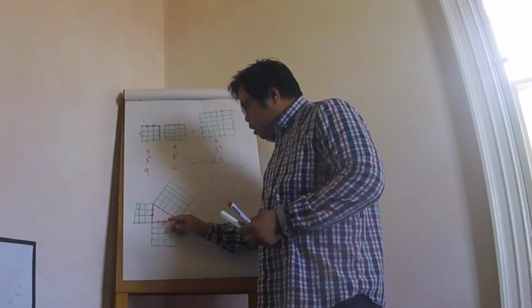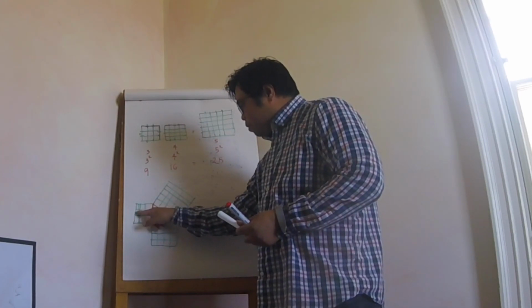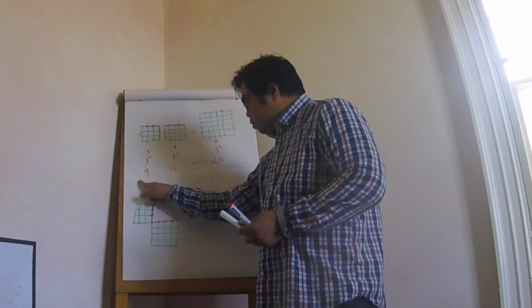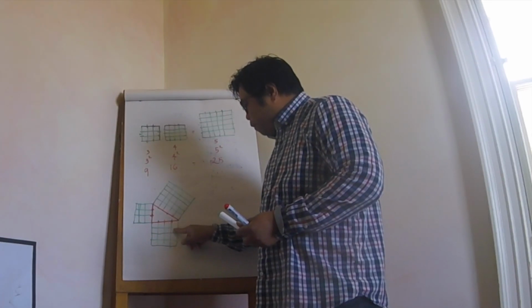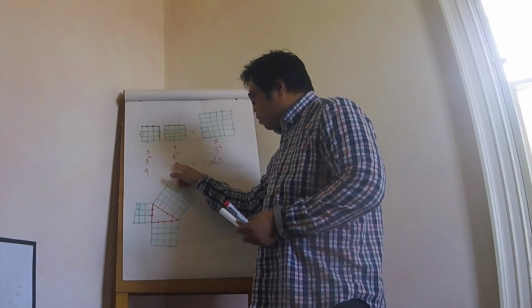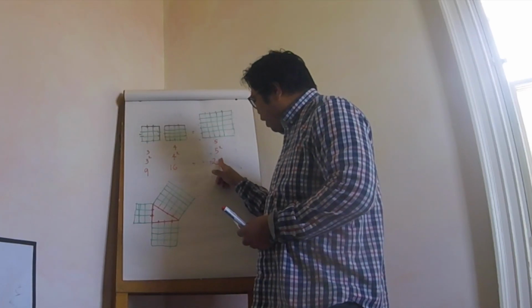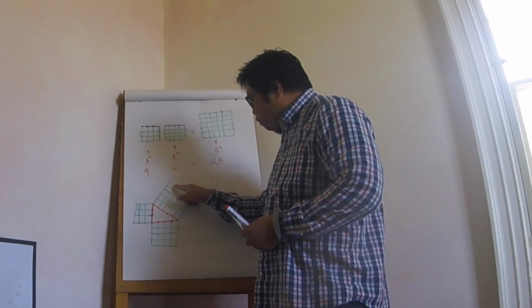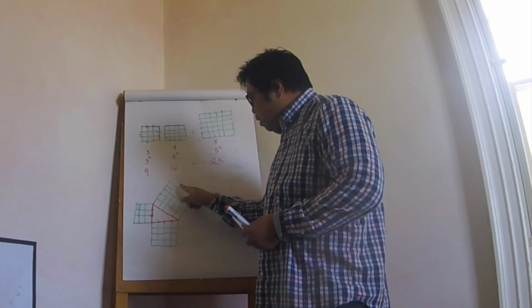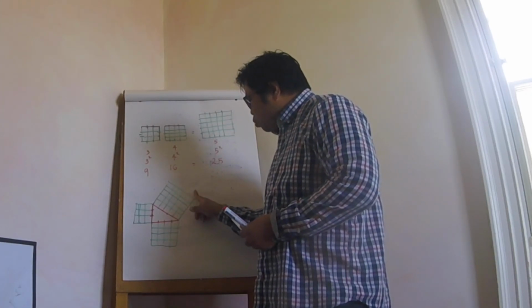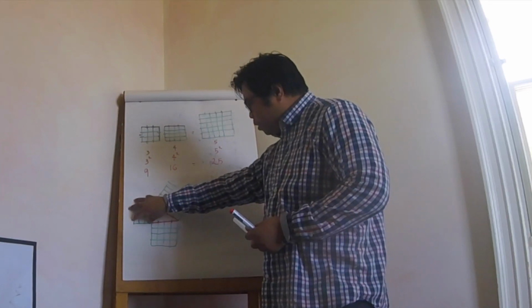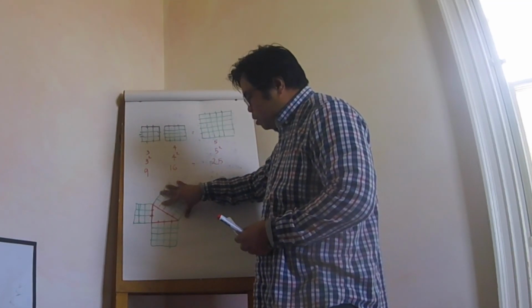Let me just count because I know for some of you it's not very clear. So here 1, 2, 3, 4, 5, 6, 7, 8, 9, which is this. 1, 2, 3, 4, 5, 6, 7, 8, 9, 10, 11, 12, 13, 14, 15, 16, which is this. So 9 plus 16 equals 25, which is this. 5, 10, 15, 20, 25, which is this. So the square of this and the square of this is equal to this.